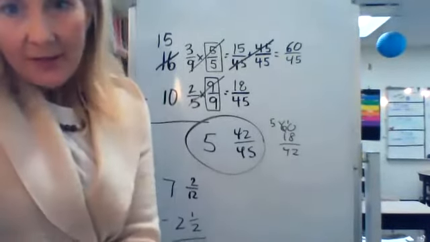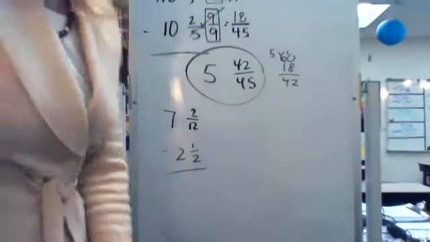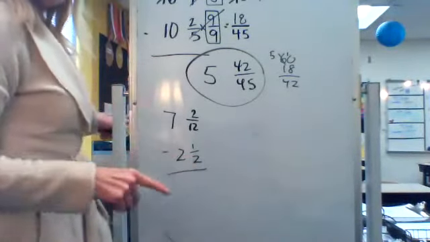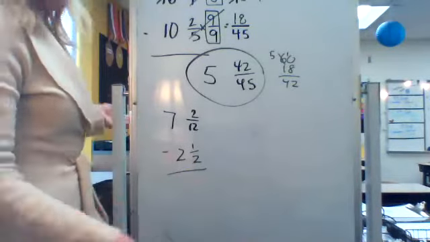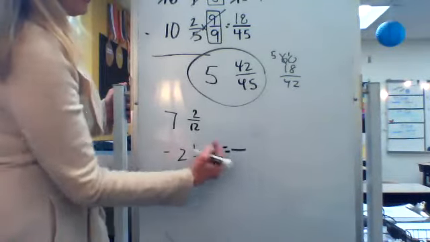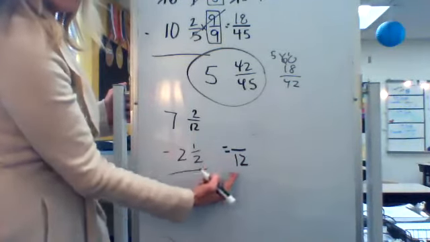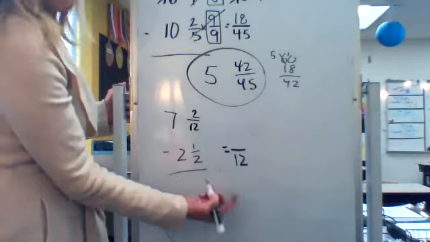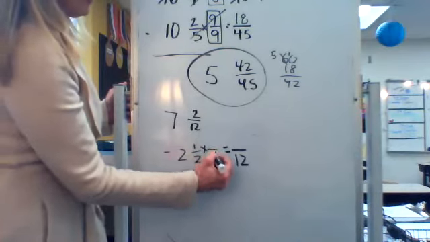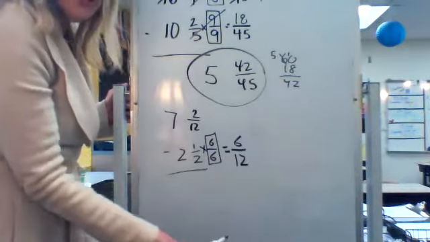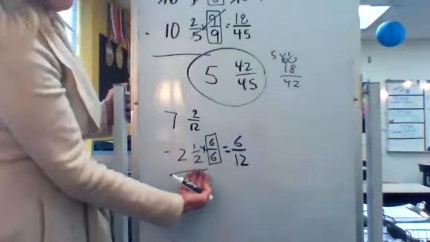7 and 2/12 plus 2 1/2. I see the denominators don't match, but no problem. By now, it's just second nature. I can easily convert 1/2 into a fraction that has 12ths instead of halves. I just have to give you more of them, right? 6. So 6, and that makes perfect sense, right? 6/12 is the same as 1/2.